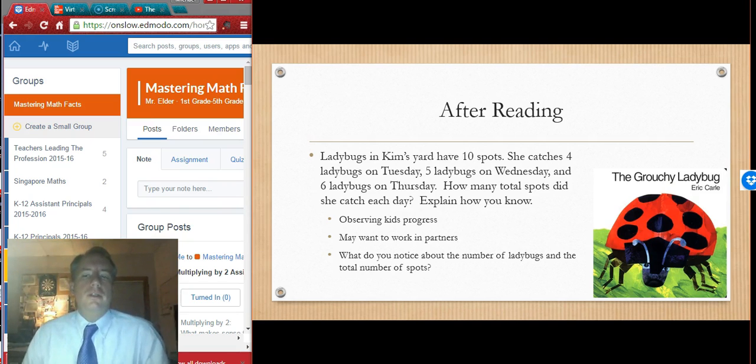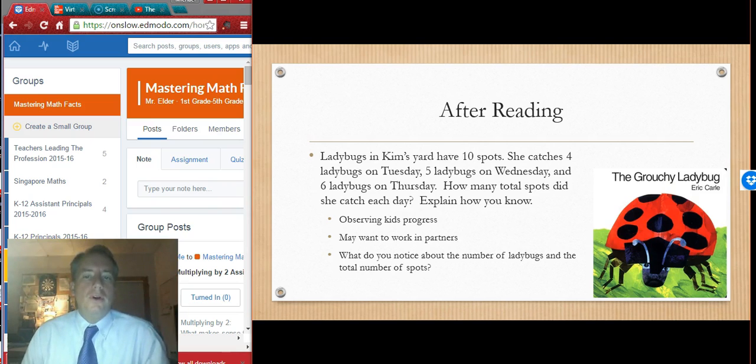Continuing utilizing the story as a connection point for the kids and being able to come back to that. Some similar questions, right? So ladybugs in Kim's yard also happen to have 10 spots. She catches 4 on Tuesday, 5 on Wednesday, 6 on Thursday. How many total spots did she catch on each day? And explain how you know. So we're looking at kids' progress, right? So how many total spots did she have each day? And then for other kids, it might be how many total spots did she have over the 3 days?